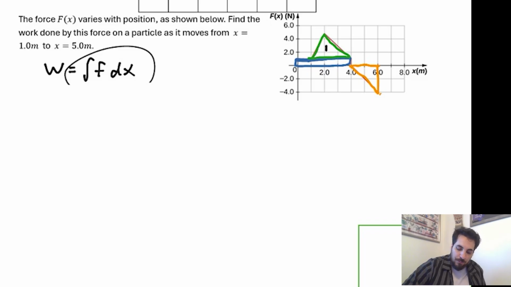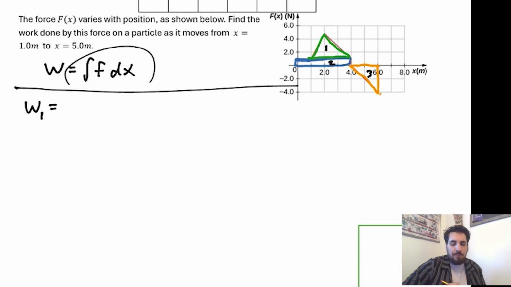So I'm going to label these: Part 1, 2, and 3. Shape 1, 2, and 3. We're going to find the areas of each of these. Okay. Shape 1. The work done in area 1, the triangle, is going to be 1/2 the base, and the base here starts at 1 meter and ends at 4 meters, so that means the base is 3 meters. So 1/2 base times height. The height of this triangle goes from 1 to 4, that's a change in 3 newtons.